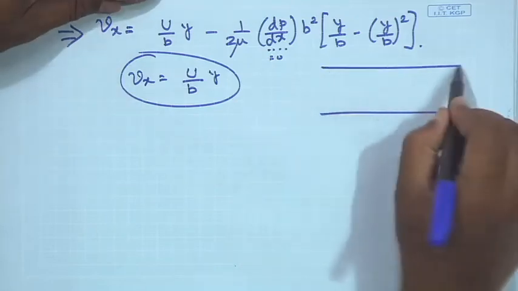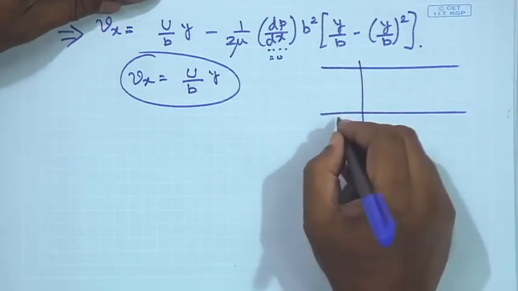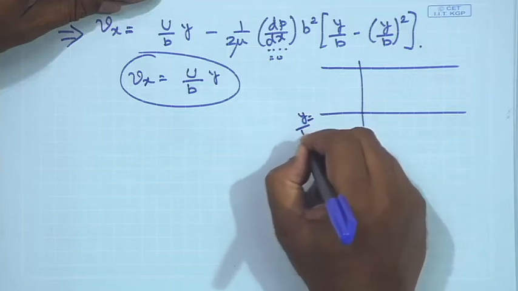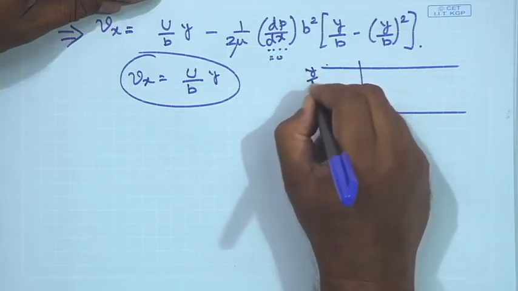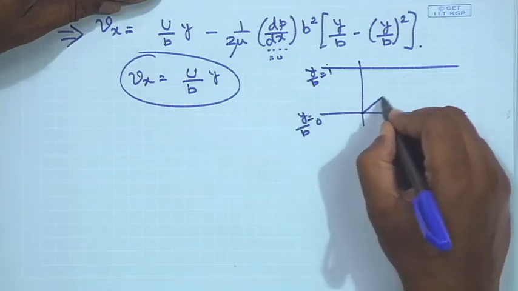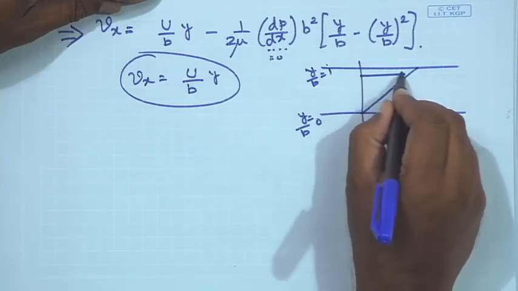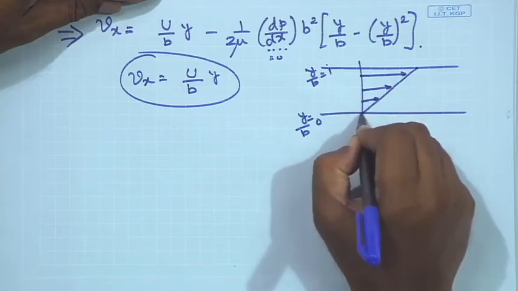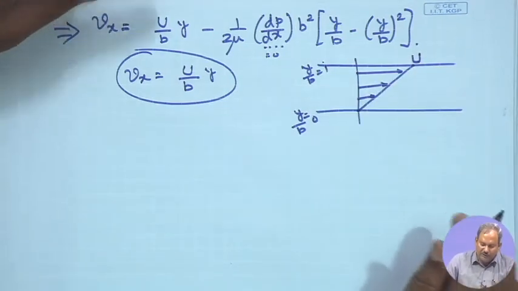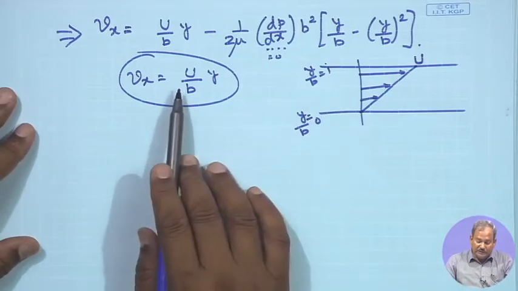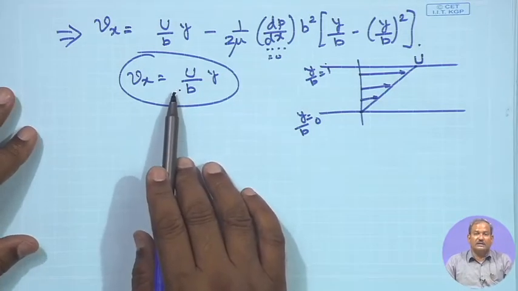and the profile of the velocity in this case would simply be, if this is y by b equals 0 and this point is y by b equals 1, the velocity would simply be like this. It is a linear velocity starting at 0 and going up to U. So, this kind of a flow, which is sustained because of the motion of the top plate, with no pressure gradient, no gravity, where the velocity profile is linear, is known as the Couette flow.